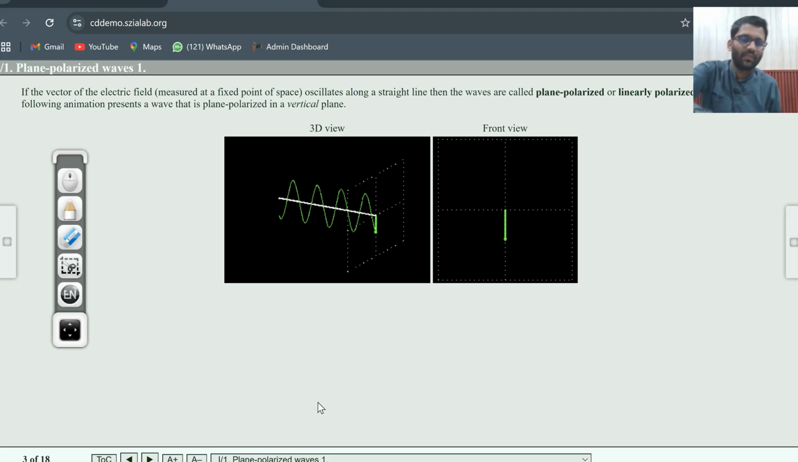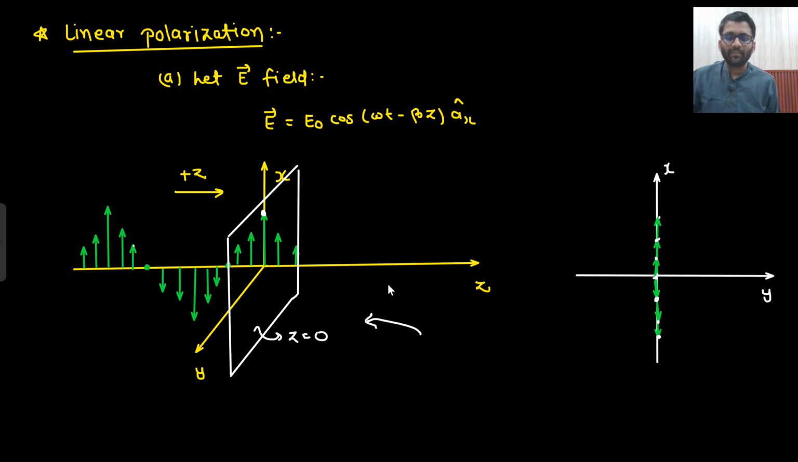You can see here as well. From 0 to in this manner it keeps on moving. Is that clear to you? Okay, so this was one of the examples. We will write down the conclusion, but first we need to understand what we mean by polarization.